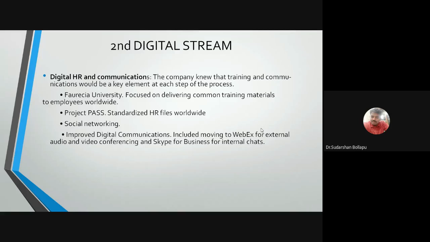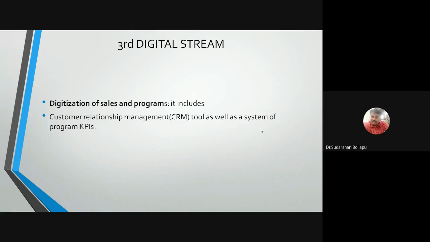So next, third digital stream. We are very close to this digitization of sales and programs. It includes customer relationship management tools as well as a system of program KPIs. Most of us have an idea about the GPS system, right? Some people are doing this project in CRA and outside of CRA also, to cover the entire globe, the way to move from the zero location to your desired destination. For that, you need not ask anyone.